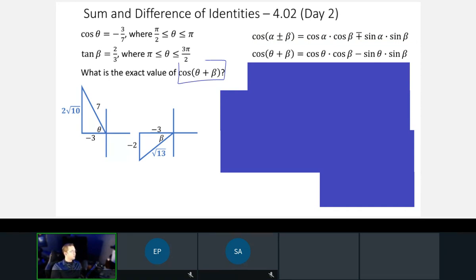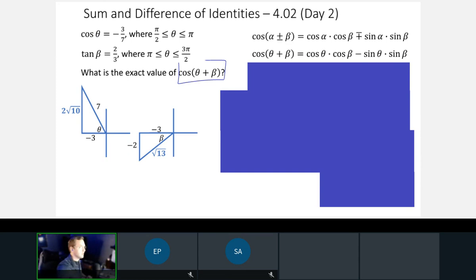The cosine of theta plus beta is equal to cosine of theta times cosine of beta minus sine of theta times sine of beta. So everything is in terms of sine and cosine, right? So we have a cosine, cosine, sine, and sine. So we need to write both theta and beta in terms of sine and cosine. Well, this top one is already in terms of cosine. I just need to rewrite this using our triangle for the sine. So I'm going to do that right next to it.